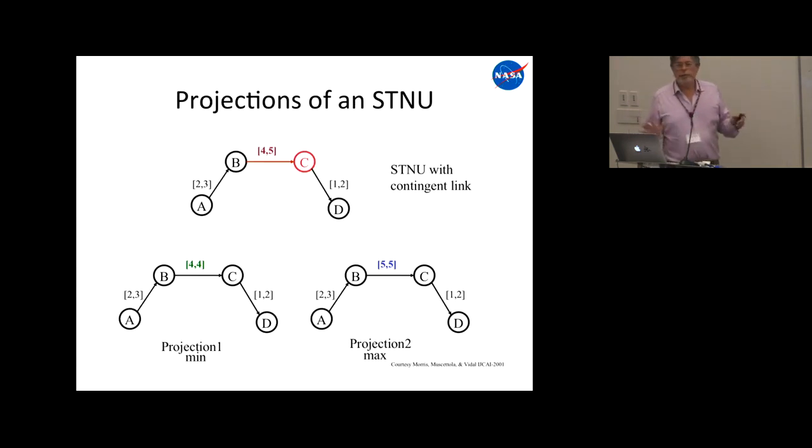I talked about projections. Let me give you an illustration of projection. Here's a simple temporal network with a contingent link. Here are two projections. One projection takes the lower bound and makes that the tight constraint. The other takes the upper bound. This is called the min projection, and that's called the max projection. These are just simple temporal networks because the values have been assigned, so these are reducible to simple temporal networks.